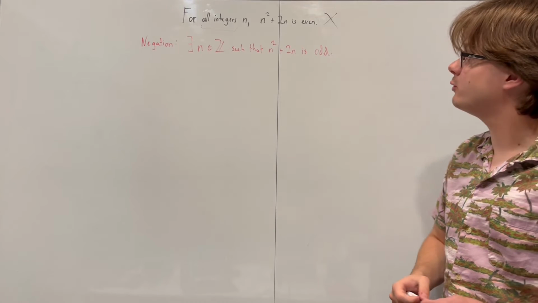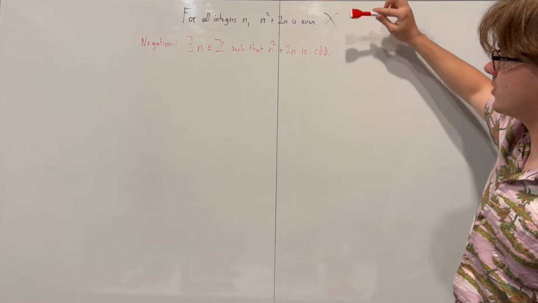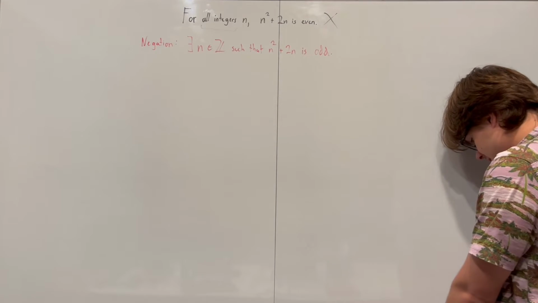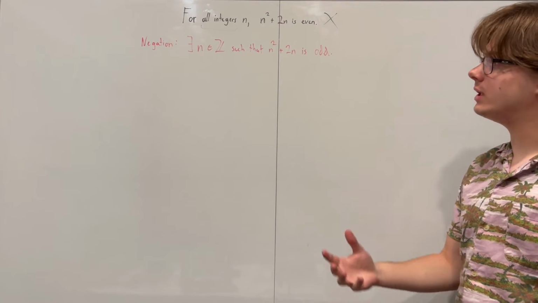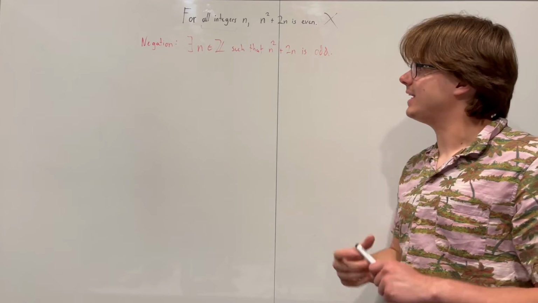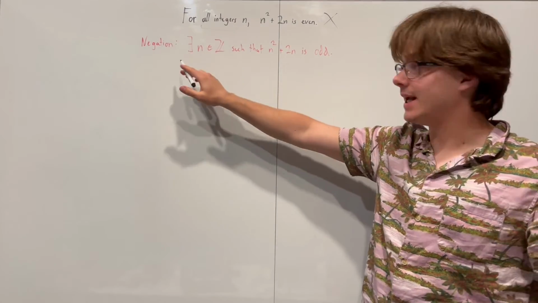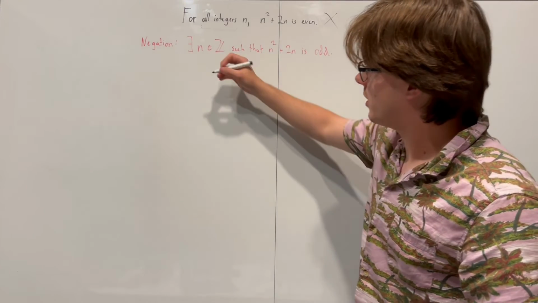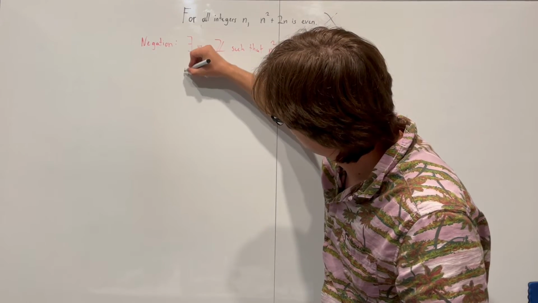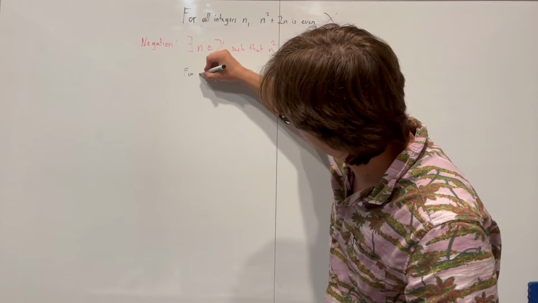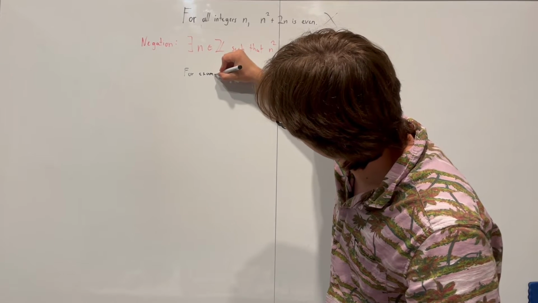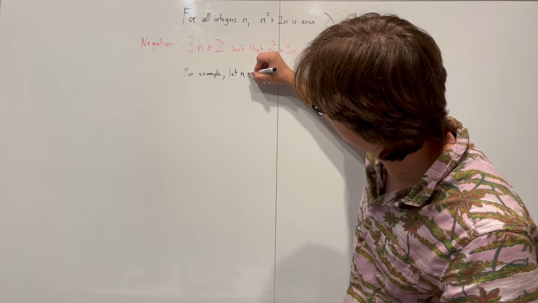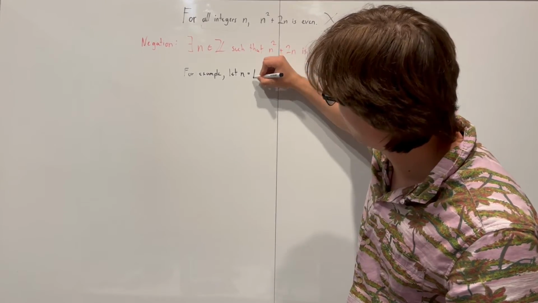What do we do now? Now to say this is false, this red statement must be true. So let's prove the red statement. We've already done the bulk of the work by finding an n where this statement is true. So let's just write that down. How do we start this? We say, for example, let n equal 1.